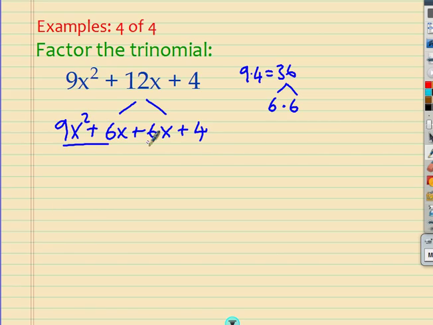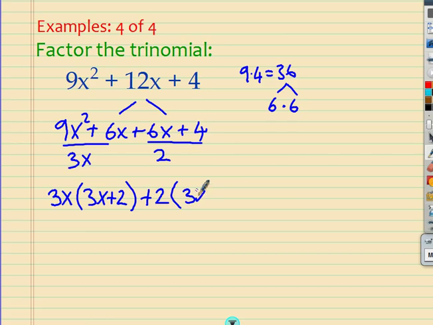We're going to group the first two and second two, and we will factor out the greatest common factor. In the first two, I see 3x common. On the second two, I have 2 common. If I factor out a 3x from the first group, you will have 3x plus 2. If you factor out a 2 on the second group, you should have 3x plus 2.